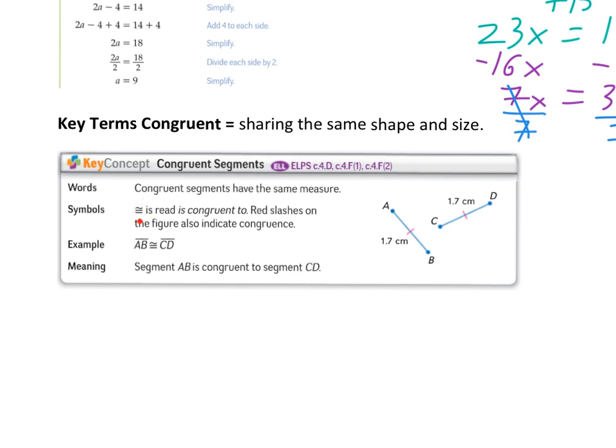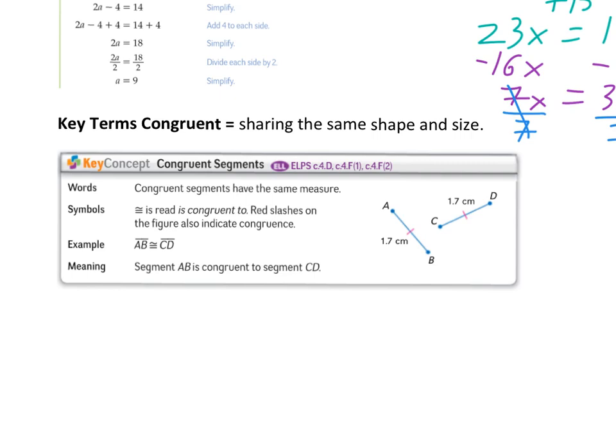We use this little squiggly key thingy over the equal sign to indicate congruent. Also, if you see red slashes, that usually indicates congruency. One red slash is congruent to the other red slash. Two red slashes is congruent to the other thing that has two red slashes, and so on and so forth. The more things are congruent, the more potential red slashes you might see. An example of how this looks written out, segment AB is congruent to segment CD. And written out here for us.